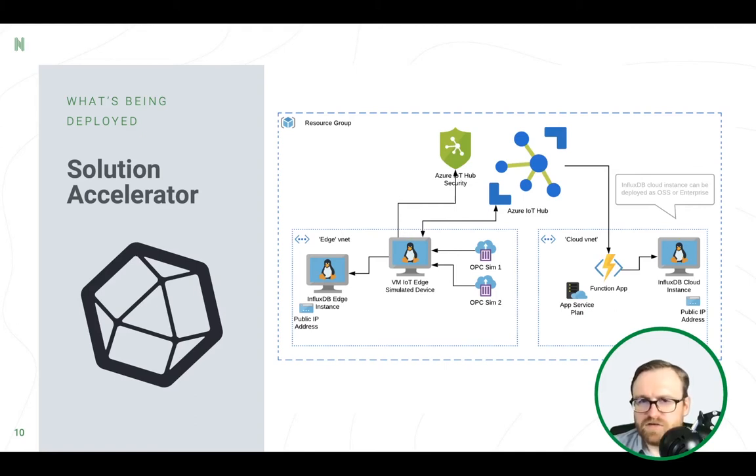In our case, the edge is generating random data. Our simulated device is going to authenticate with the Azure IoT Hub, register itself with the Azure IoT Hub, and the messages from the OPC simulators are going to be pushed both to the InfluxDB Edge instance and to the Azure IoT Hub. Once those messages are received by the IoT Hub, that is going to trigger on the cloud side an Azure function, and that Azure function is going to make a simple HTTP request to write the message to a cloud instance of InfluxDB.